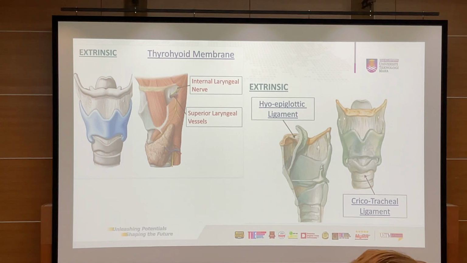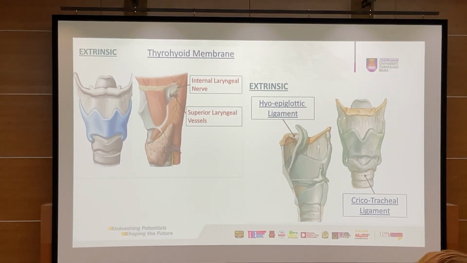Alright, so this is the picture of the extrinsic ligament. We can see this is the thyrohyoid membrane, which attaches the hyoid to the superior border of the thyroid cartilage. And then we also have the cricotracheal ligament attached between the cricoid and the trachea, and the hyoepiglottic ligament.